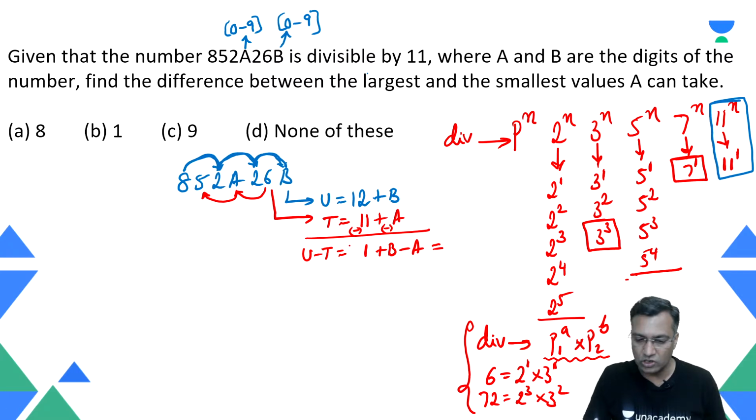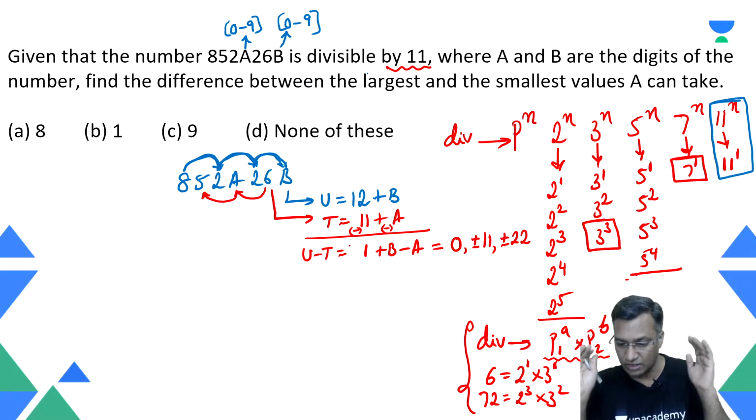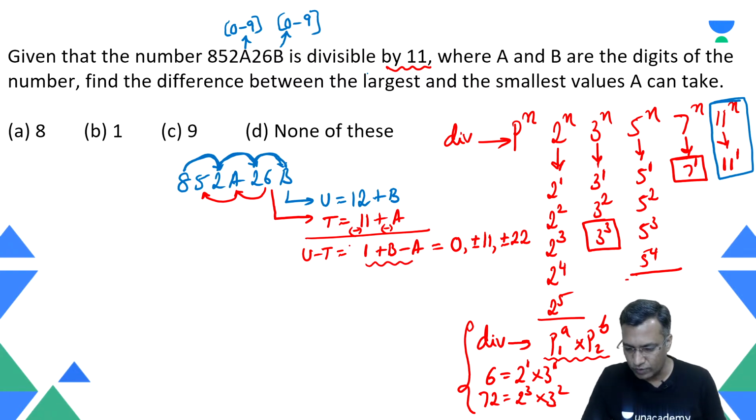The author has already confirmed that whatever you got now is divisible by 11. What does it mean? This sum should be either 0, or plus or minus 11, or plus or minus 22, and so on. That is when the number would be divisible by 11. For the number to be divisible by 11, I need this equation to be equal to 0 or plus or minus 11 or plus or minus 22 and so on.